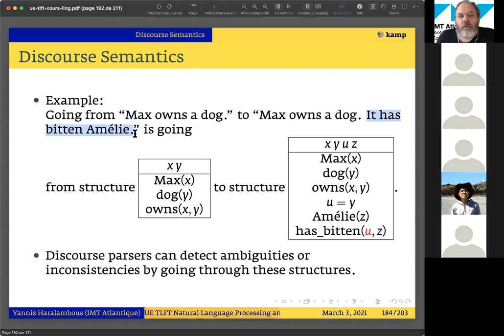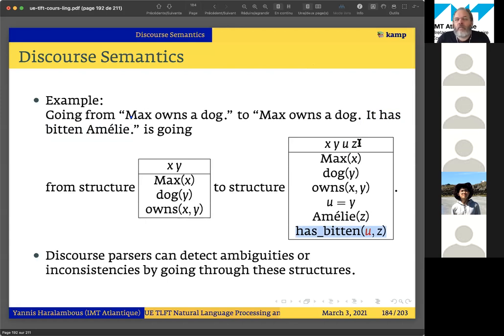If I add the second sentence, it has bitten Amelie. When I start processing this, I don't know who or what has bitten Amelie. So as an independent sentence, I have again two entities, it and Amelie. So I'm adding two variables, U and Z. Z will be Amelie. U has bitten Amelie.